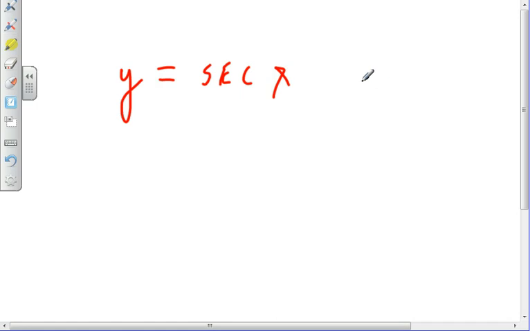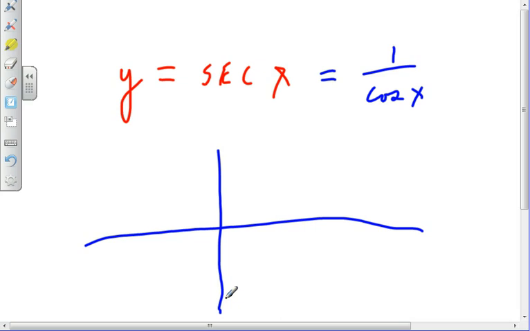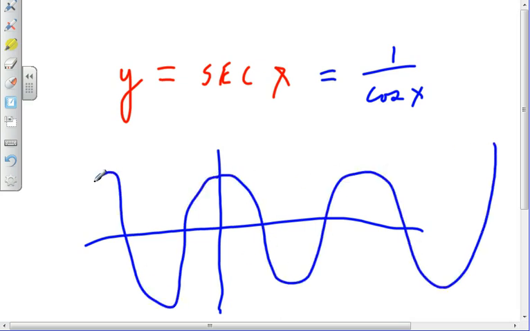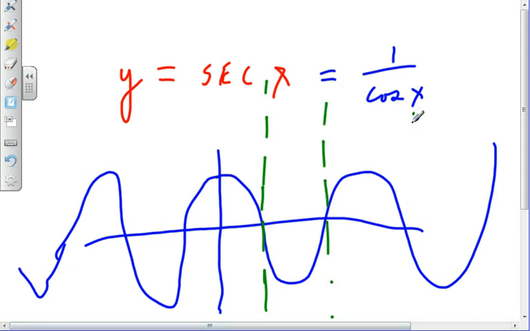Well, I remember that secant of x is the same as 1 over what? Cosine. So what I'm going to do is construct a cosine curve. Down, up, down, up, down, up. Just like that. And then I'm going to say, well, when the cosine curve goes through 0, I'm going to be undefined. So I'm going to put a construction line through each of the spots where I go through 0. All of them. So now I got them.